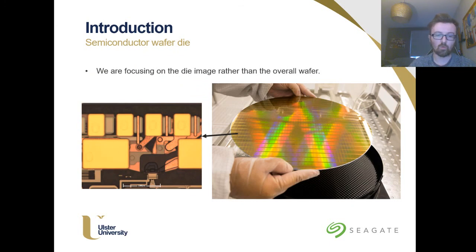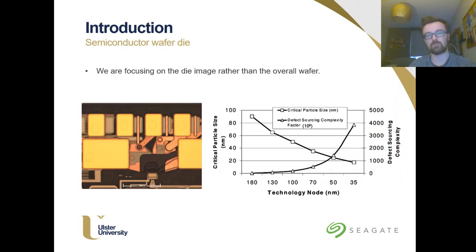However, we're focused on what is known as a die image rather than the overall wafer. As you can see here, these small squares on the wafer are chips, and a high resolution image of parts on these chips is known as a die image, which is what we focus on. These parts are very small, down to several nanometers in size. Therefore, automated defect classification machines are used.